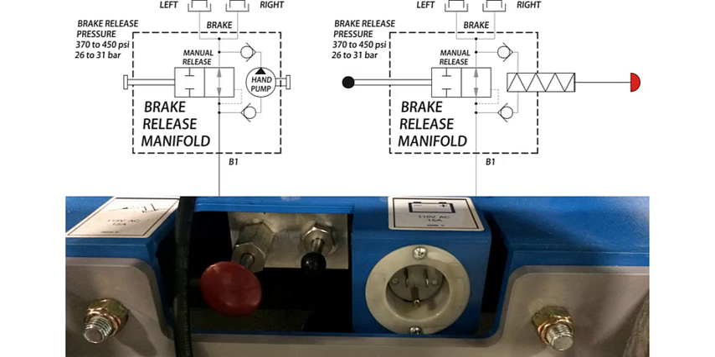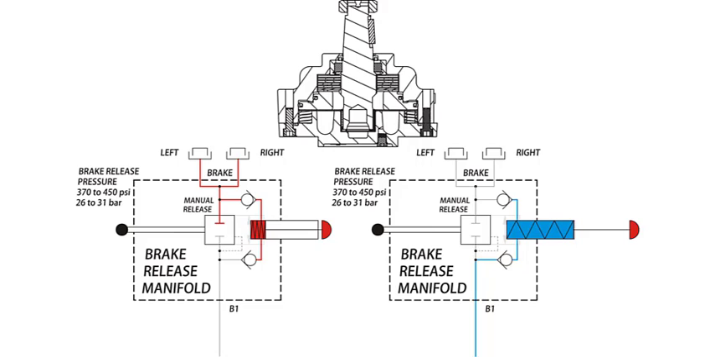The hand pump symbol has also been changed to show an accurate depiction of how it works. To release the brakes, the black knob on the brake release valve is pressed in, preventing oil from escaping the brakes. As the red knob on the hand pump is pressed, oil is blocked from the reservoir, forcing it into the brakes. Releasing the red knob allows more oil to be drawn from the reservoir.